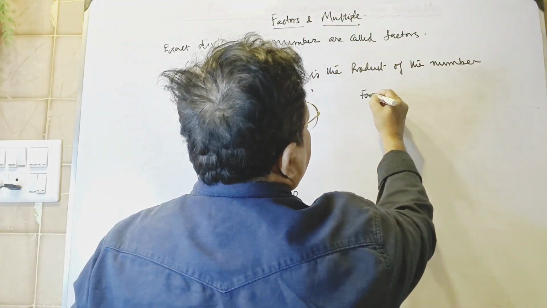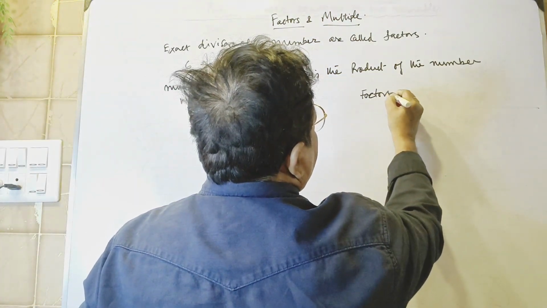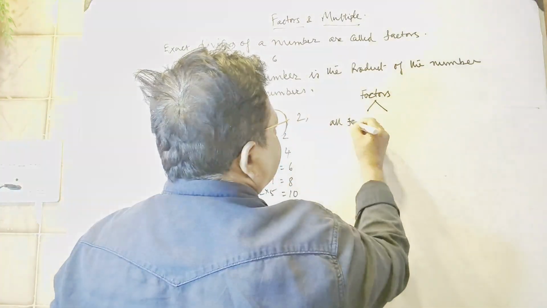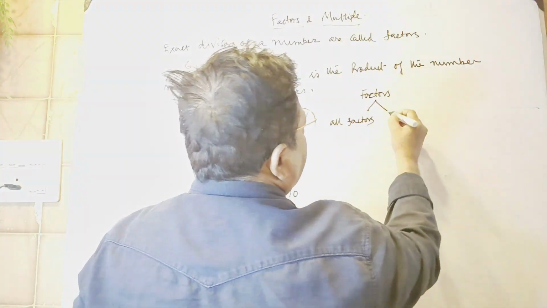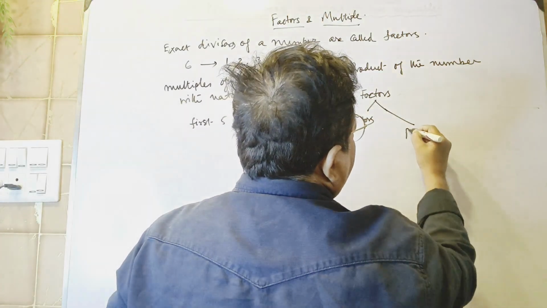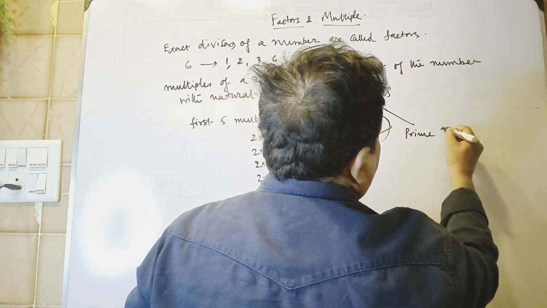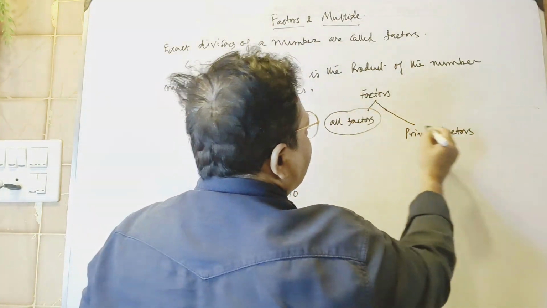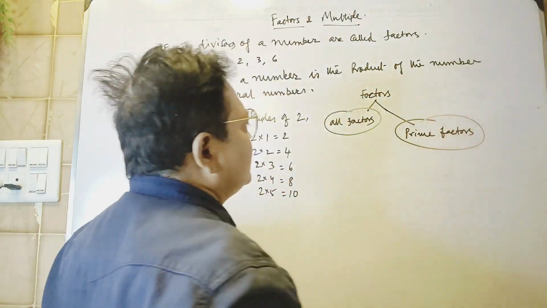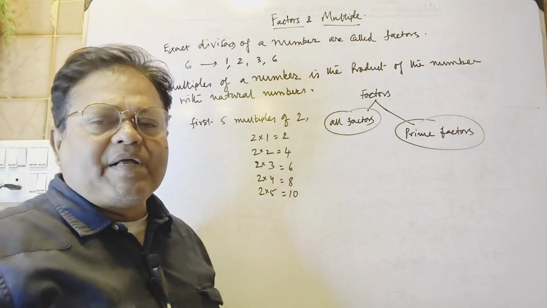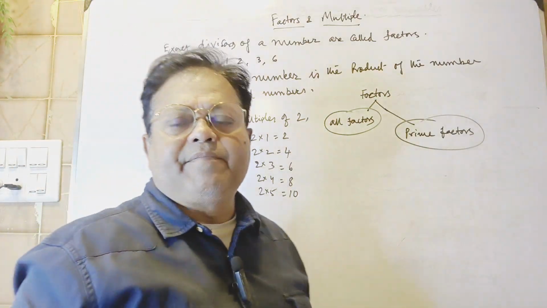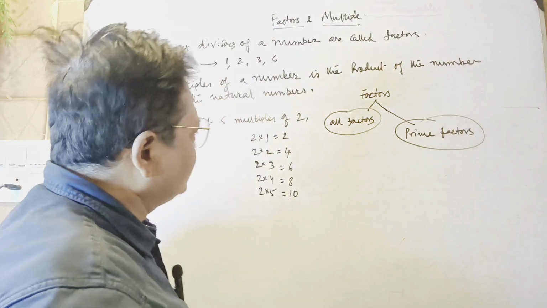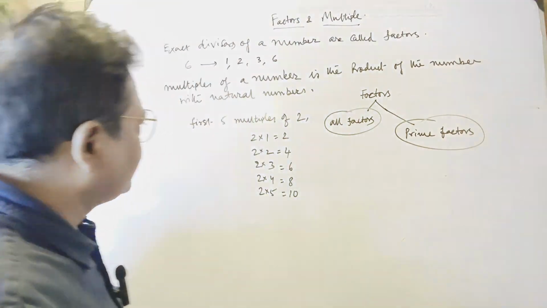Factors can be of two types. One is all factors and the other is prime factors. Now, how do you find both? Suppose a number is given to you, 18. You will have to find its prime factors and all factors. I'll show you how.